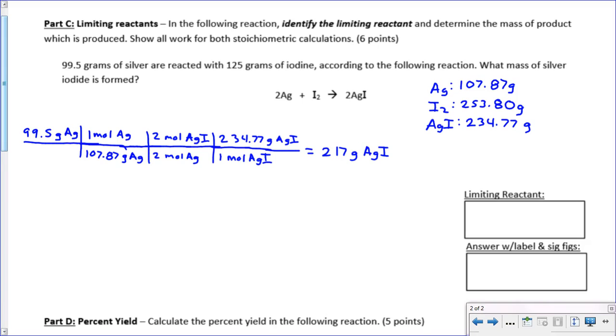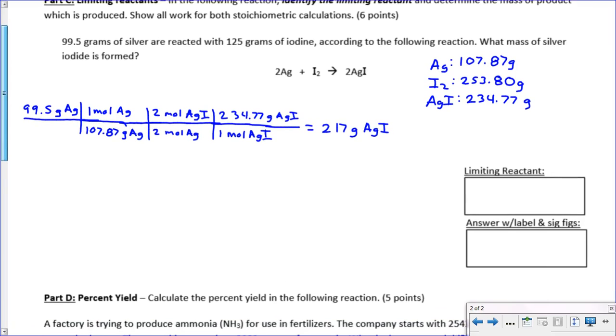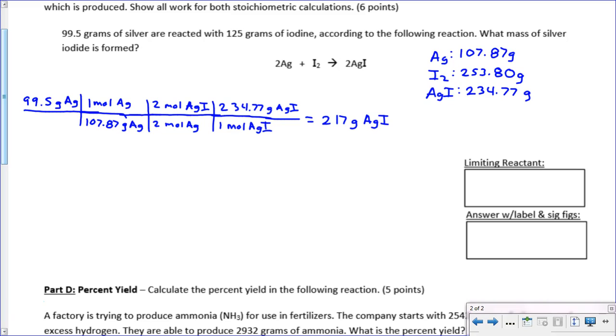But we have to do this whole process again now for iodine to see how much we could make given 125 grams of iodine to start with. So we say 125 grams of I2.